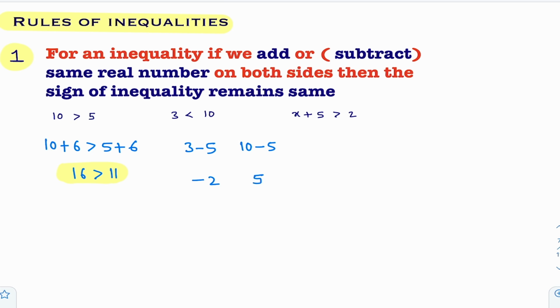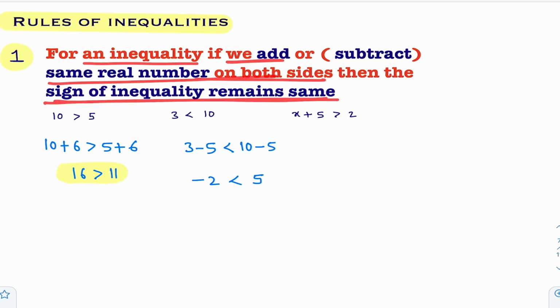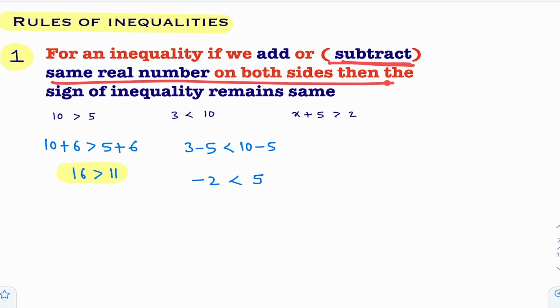What symbol is suitable here? Less than or greater than? Is minus 2 less than 5 correct, or minus 2 greater than 5? Clearly, minus 2 is less than 5. That means what happened? Did the inequality sign change or remain the same? It remains the same, right? So it is important; you need to know this property. For an inequality, if we add the same real number on both sides, then the sign of inequality remains the same. You can say it like this also: if we subtract the same real number on both sides, then the sign of inequality remains the same.